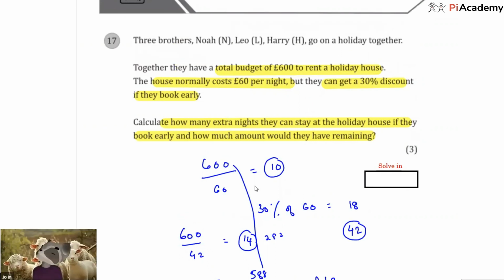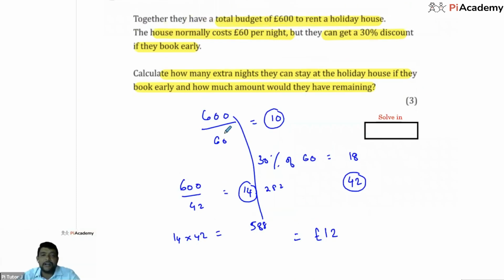Those who did not understand, you see, for £600, each night it costs £60 per night. So 600 by 60 is 10 nights. They can stay for 10 nights. But if they book early, say 3 months or 2 months early, they get 30% discount on each day. So 30% of 60 is 18. So 18 is the discount. So 60 minus 18 gives you £42. So each day will cost them £42.